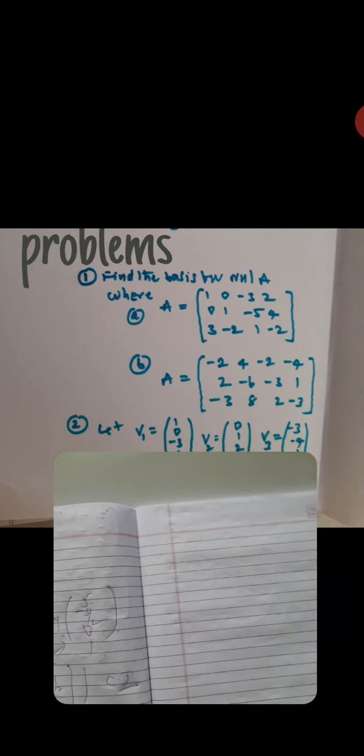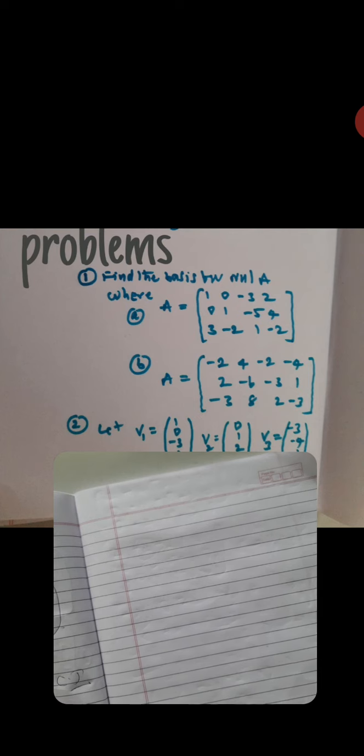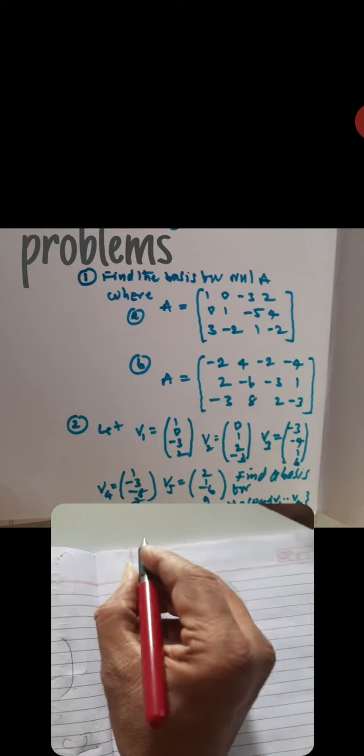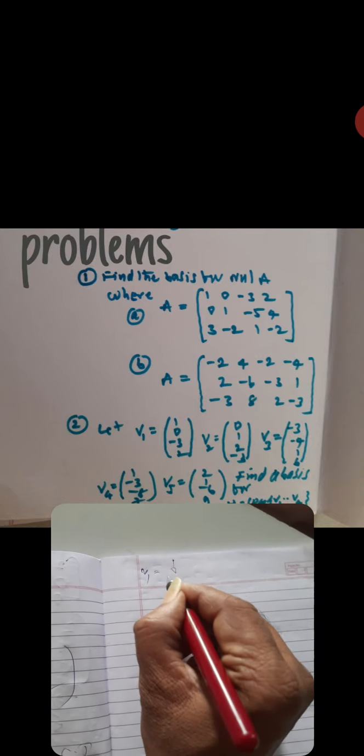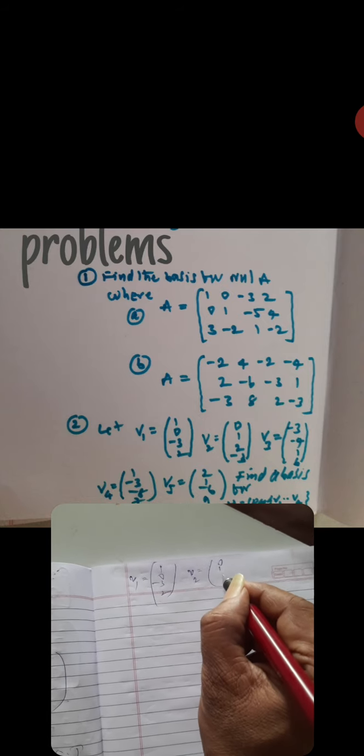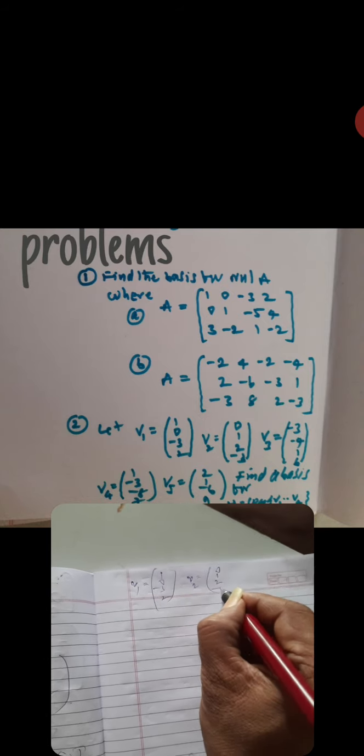Now next, see another problem. This is the problem of this. See, here v1 is given as 1, 0, minus 3, 2. v2 is given as 0, 1, 2, minus 3. v3 is equal to minus 3, minus 4, 1, 6. v4 is equal to 1, minus 3, minus 8, 7. v5 is equal to 2, 1, minus 6, 9.